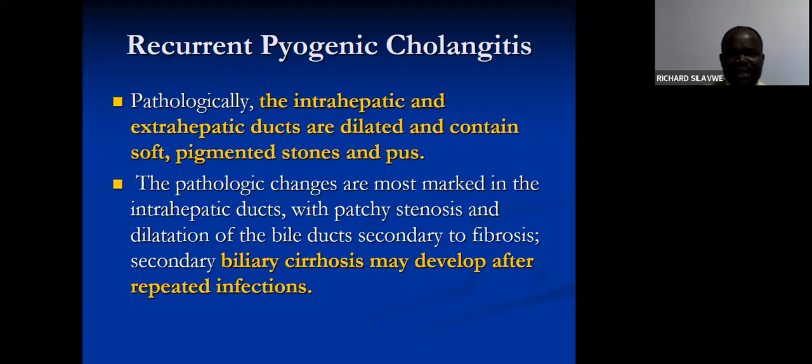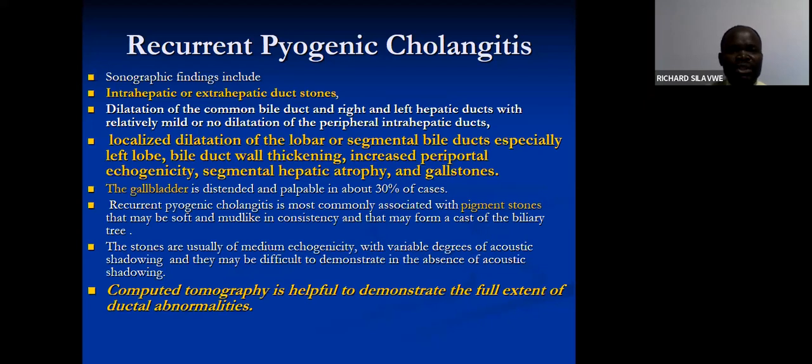Pathologically, the intrahepatic and extrahepatic ducts are dilated and contain soft pigmented stones and pus. The pathological changes are most marked in the intrahepatic duct, with patchy stenosis and dilatation of the bile duct secondary to fibrosis. Secondary biliary cirrhosis may develop after repeated infection. So all these we are just talking about recurrent pyogenic cholangitis.